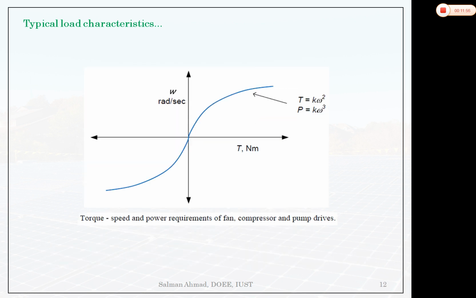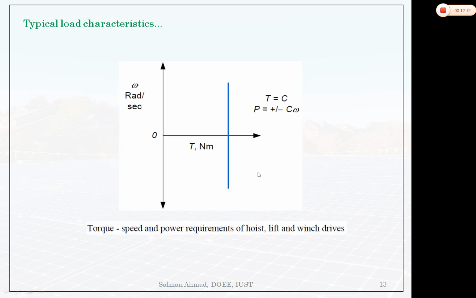This is the speed-torque characteristic of fan, compressor and pump type drives, where torque is proportional to speed square. If we multiply torque with speed, that will be the power. So power will be proportional to speed cube. This is the torque-speed characteristic of hoist, lift and winch drives. You can see there that the torque is constant with respect to speed.